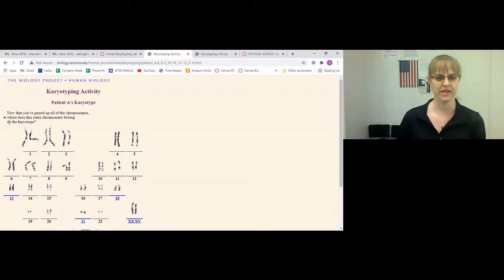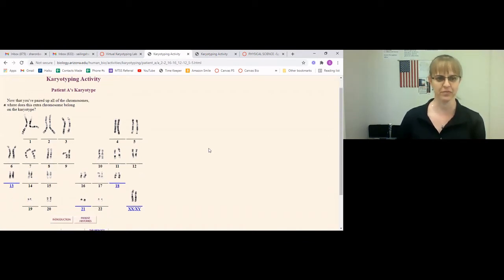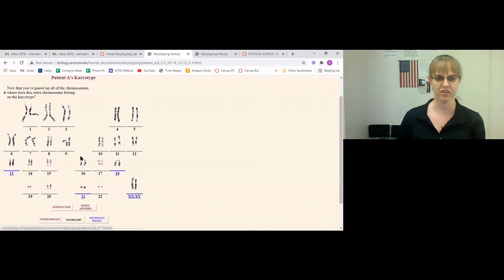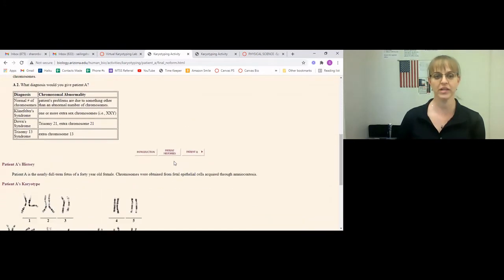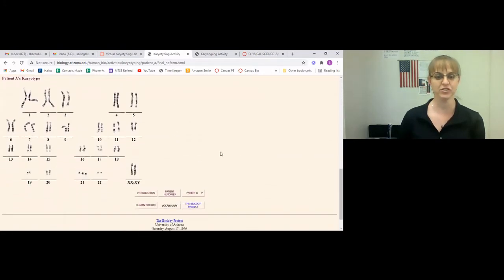But wait a minute, here is an extra chromosome. Does it pair with 13, 18, or 21? Well, I think it looks most similar to 21. Once you do that, it will go back to this screen. Scroll all the way down to the bottom, and you'll see the full karyotype.